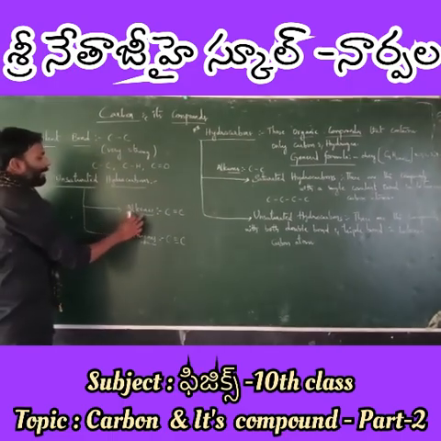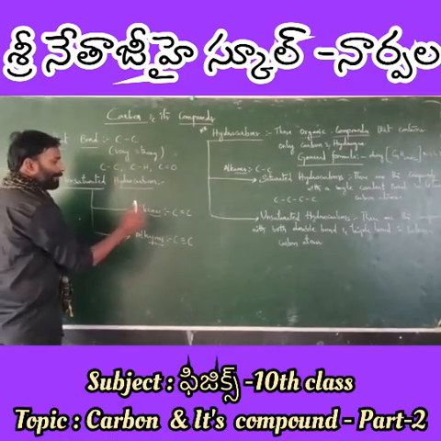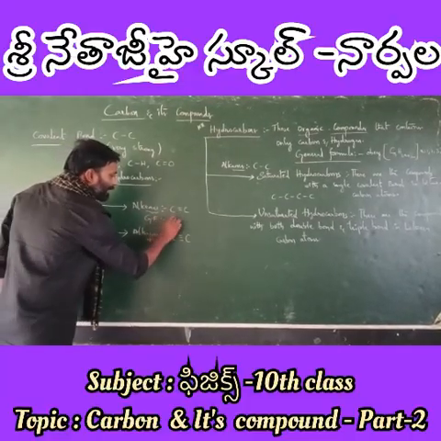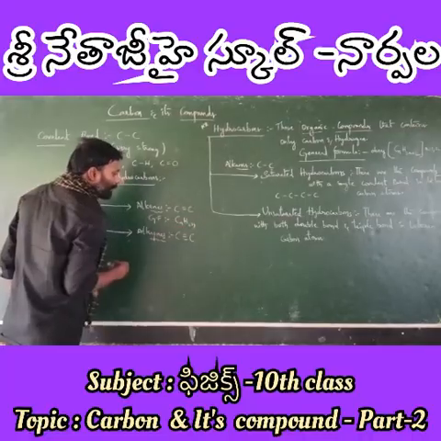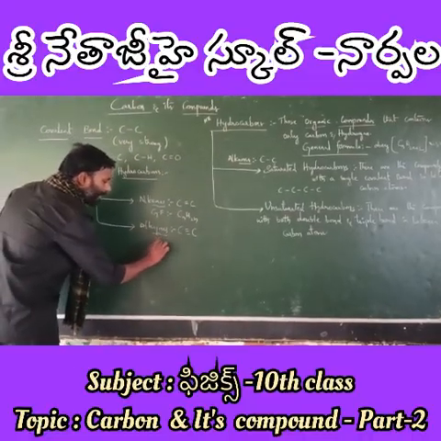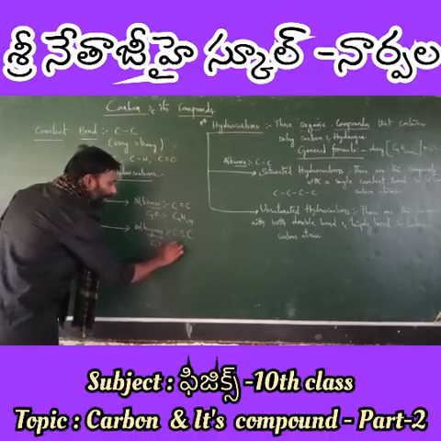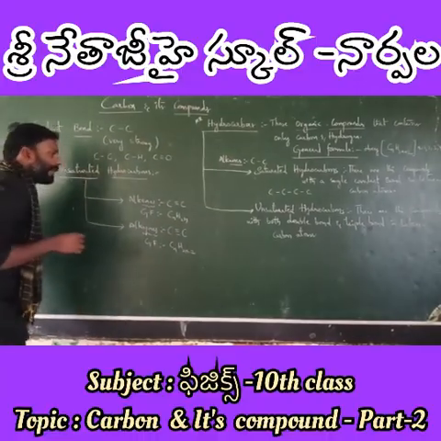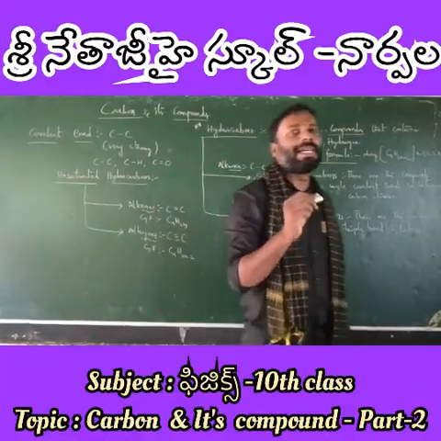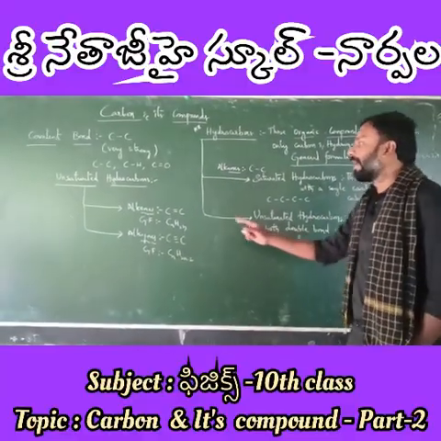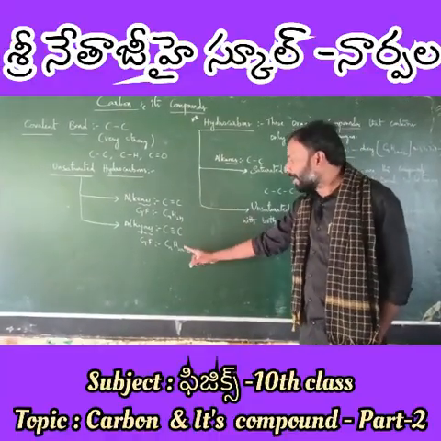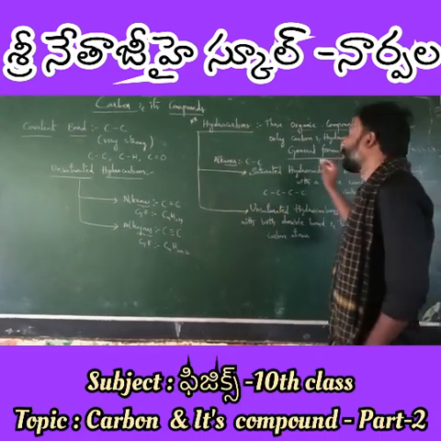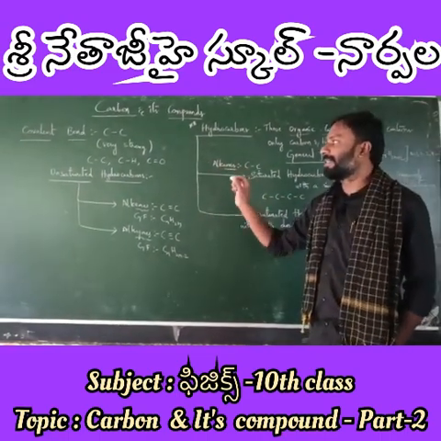Here alkenes are unsaturated hydrocarbons with a general formula. Alkenes must obey the general formula CnH2n, and alkynes must obey the general formula CnH2n-2. So this is very important, guys. Alkanes general formula is CnH2n+2, alkenes CnH2n, and alkynes CnH2n-2, where n is equal to 1, 2, 3, 4, and so on in all alkanes, alkenes and alkynes.